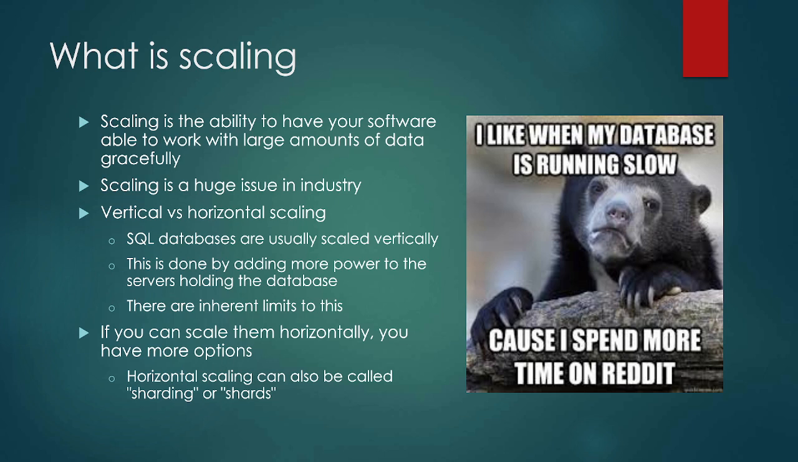Now, when we talk about scaling, we'll usually talk about vertical or horizontal scaling. SQL databases are traditionally scaled vertically, which means we're adding more power to the servers holding the database. So if we have a computer, a server, and we change out the RAM, so instead of 4 gigs we put in 8 gigs, or instead of 8 gigs we put in 16 gigs.